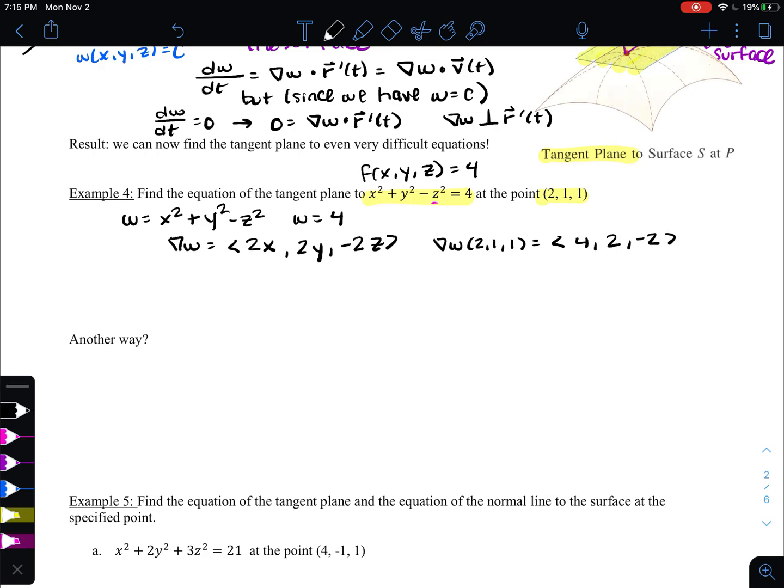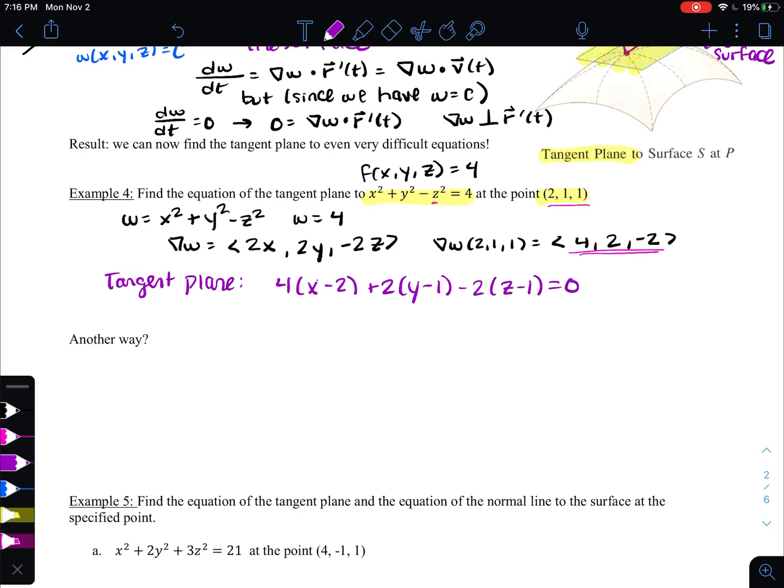And then I've chosen a point. This is my normal vector. We're already done. I have a point, I have a normal vector. All I have to do is put it into the equation of a plane. The tangent plane is 4(x minus 2) plus 2(y minus 1) minus (z minus 1) equal to 0. Remember, don't forget the format of your plane.